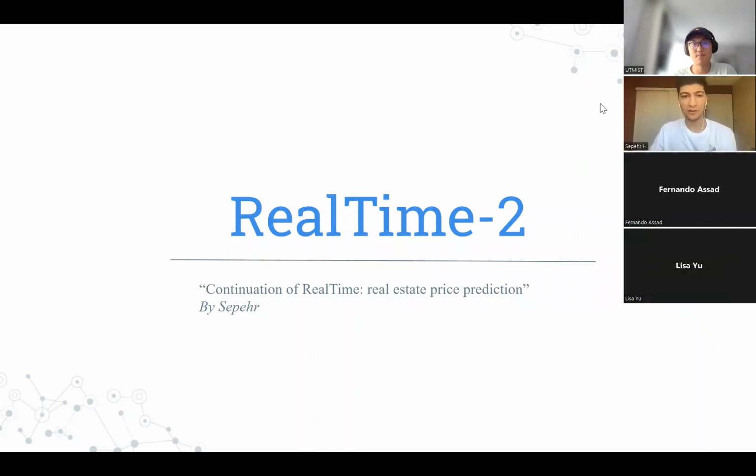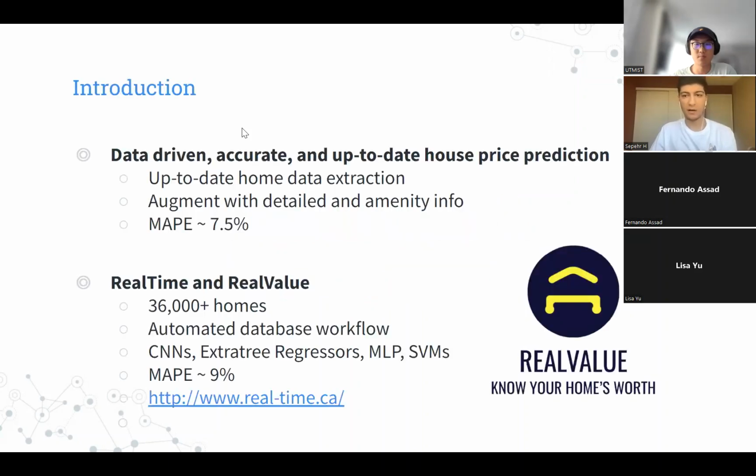Yeah, so hi everyone. I'm Sapir and I'll be the project director for Real-Time this year. Just to give a quick introduction, the goal of Real-Time is essentially data-driven, accurate, and up-to-date house price prediction. In order to achieve this, we'll need up-to-date home data extraction. We'll need to augment this data with more detailed amenity information. And essentially, we're looking to achieve a MAPE of 7.5%.